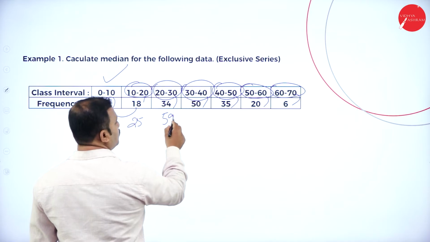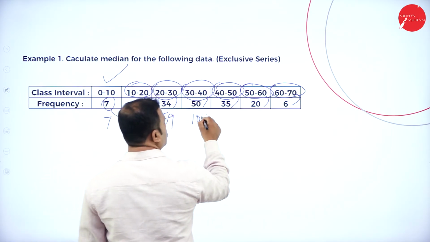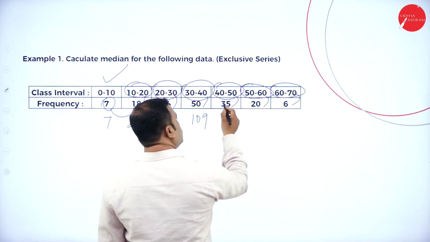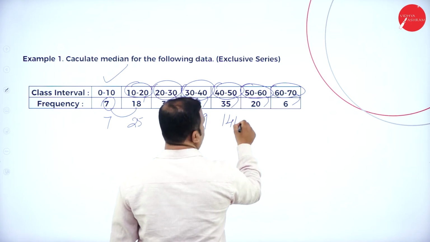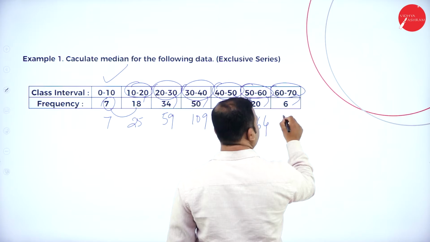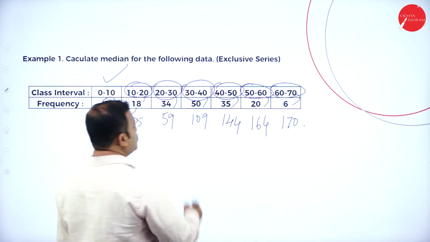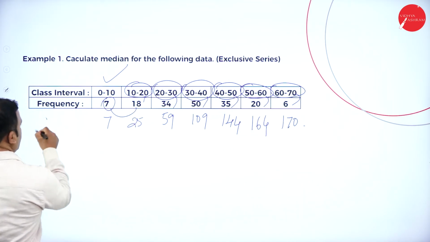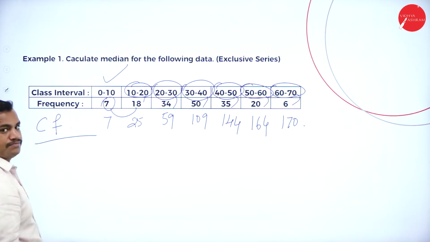It is 7 here. 59 plus 50 is equal to 109. 109 plus 35 is equal to 144. 144 plus 20 is 164. 164 plus 6 is equal to 170. So this is the value, and this is the cumulative frequency. So we have the table like this with the cumulative frequency.